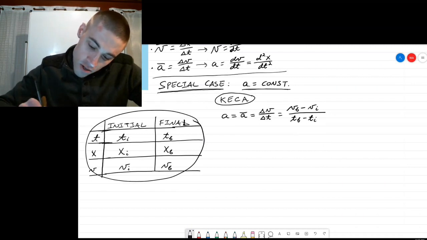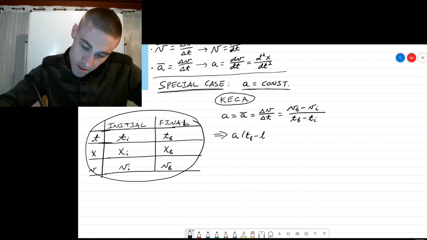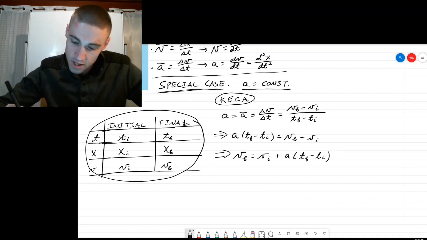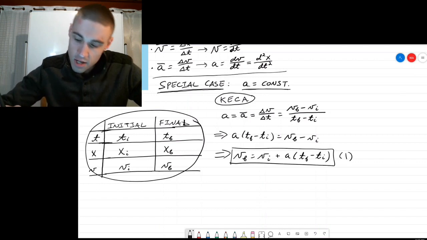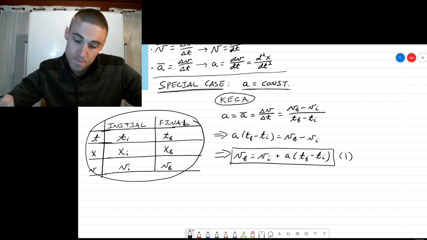Okay, so I can do some algebra here and multiply both sides of this equation by this time interval. And I would have that a times t final minus t initial is equal to v final minus v initial. Or in other words, v final is equal to v initial plus acceleration times this change in time, t final minus t initial. Okay, this is a very helpful equation. I'll give it a number in a box. So this is the first of the kinematic equations at constant acceleration.